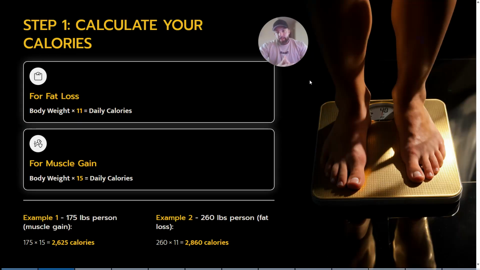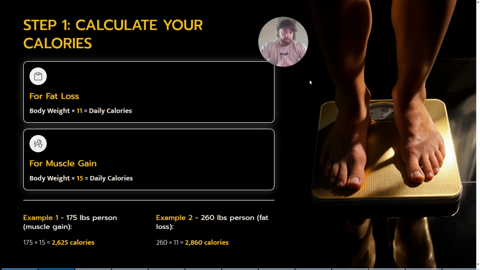How to calculate your calories. So this is a general math equation that you can take and figure out how many calories you're supposed to be eating a day. If you need to lose fat, you can take your body weight times 11. If you're looking to gain muscle, if you have a fast metabolism and you're skinny, you can take your body weight times 15. This is going to put you in that ballpark and get you a good start.